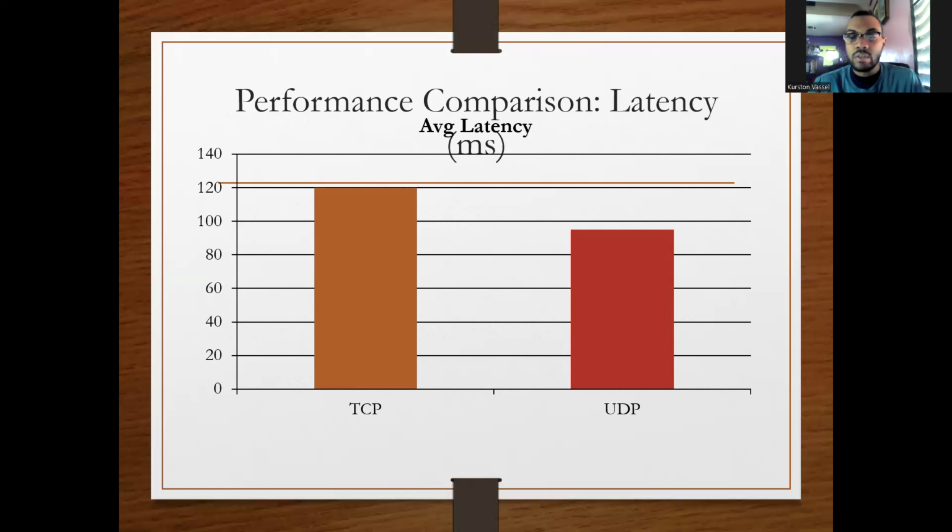Performance comparisons, as you can see, latency. TCP has much more latency than UDP because TCP takes a longer time to send the information across, because it has to go through so many protocols, so much error correction, checking, resending. It wants to send as much of the correct data as possible, while UDP doesn't.